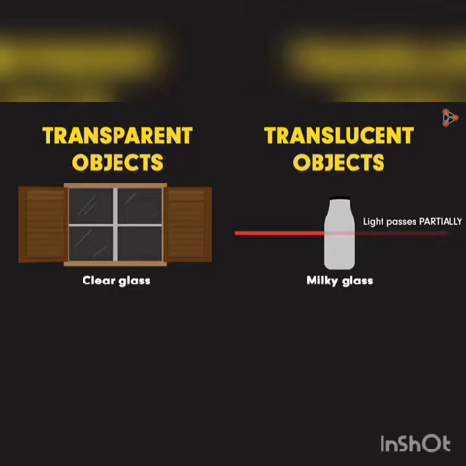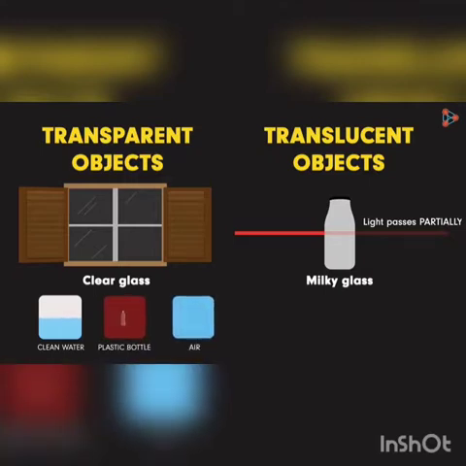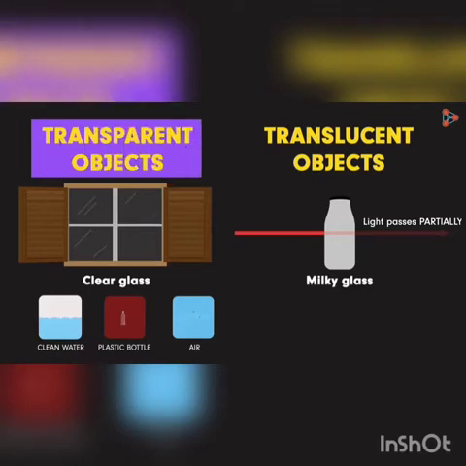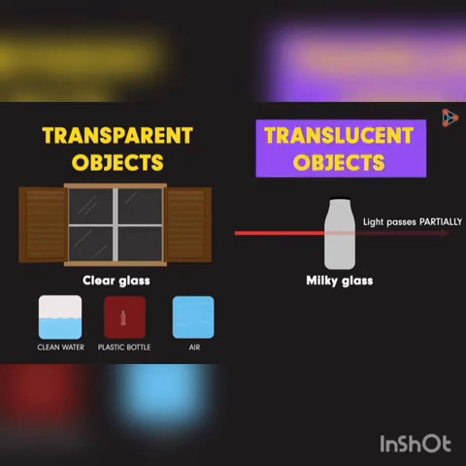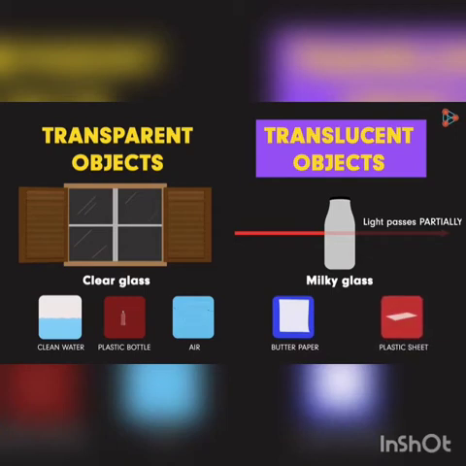But can you think of other transparent or translucent objects? Yes, clean water, glass, clear plastic bottles and air are all examples of transparent objects. Can you think of examples of translucent objects? Yes. Butter, paper, thin sheet of plastic, milky glass are a few examples of translucent objects.